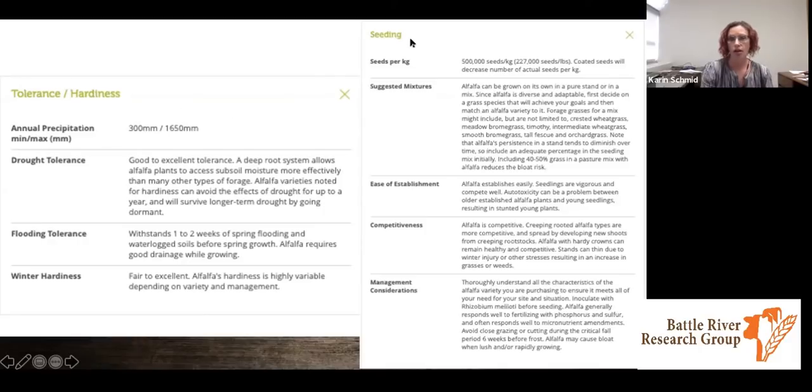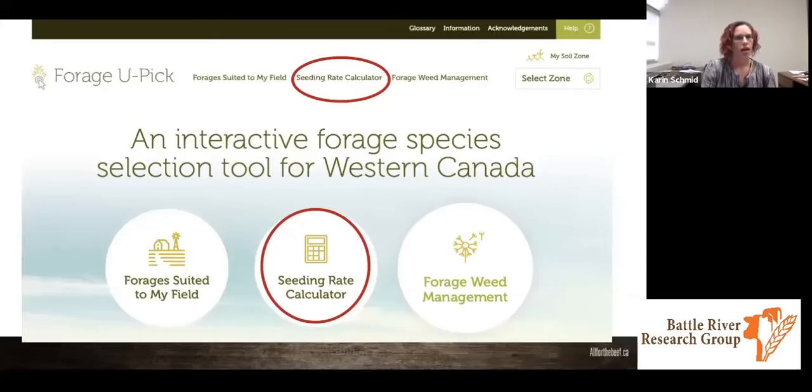and the seeding box, so you can just see what sort of information is in those expanded boxes once you click on them for further information. So they've got things like, you know, what your annual precipitation would be for growth, your drought tolerance, your flooding tolerance, winter hardiness, ease of establishment, some management considerations. So that just provides some more detail for each species. I'll stop at this point if anyone has any questions about how to put in the selection criteria.